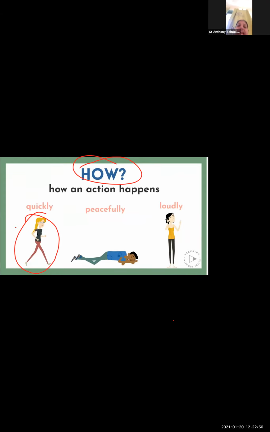Quickly is an adverb. So what are the two ways to identify it? As you have asked the question, how is she walking? Quickly. One more, there is an ly at the end of the word. So these are the two ways you can identify the adverb.